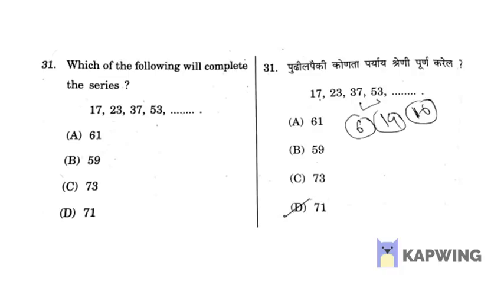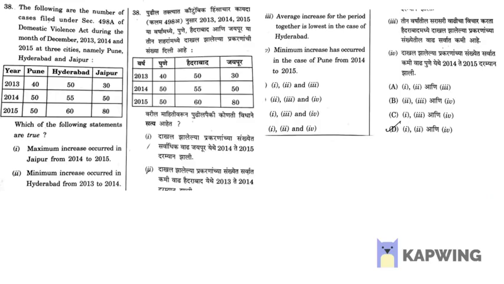So 23 minus 17 is 6. Then 6 into 2, plus you have to add every time, so it will be like 14, 16, 18. So after 53 it should be plus 18, so it is 71. Hope you have answered it correctly, friends. Now moving on to the next question.